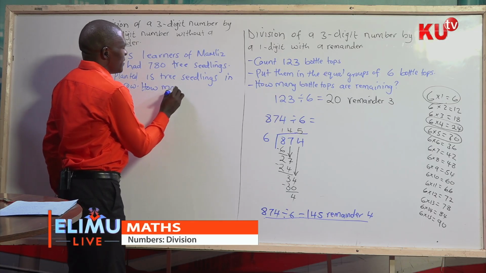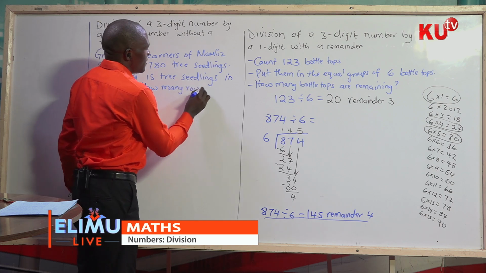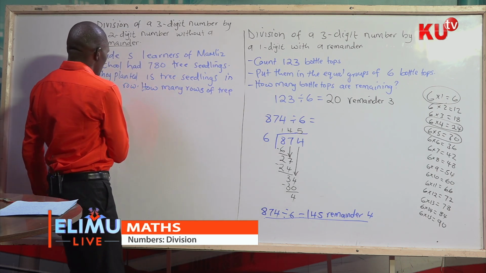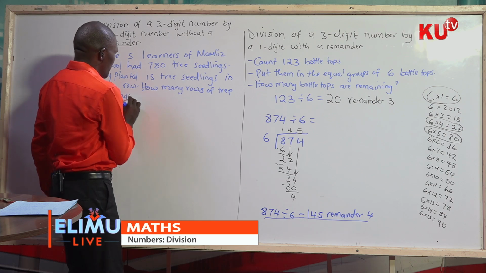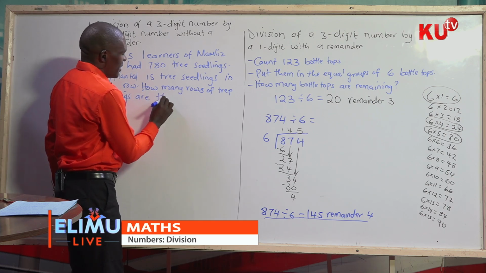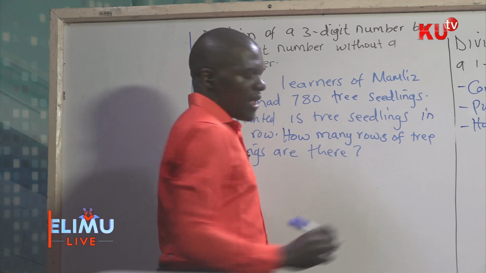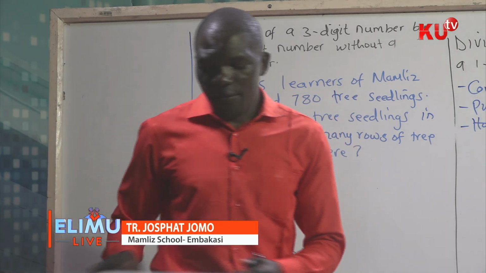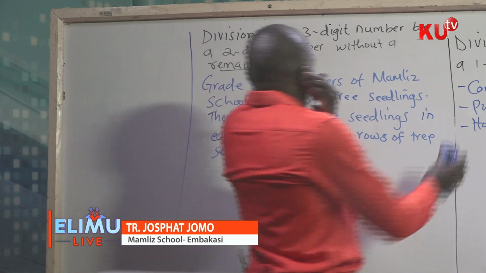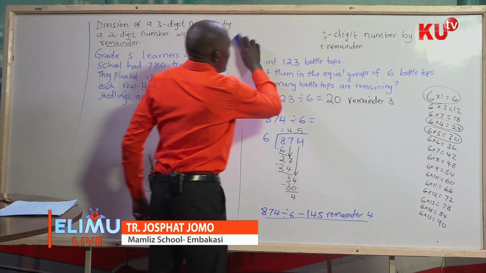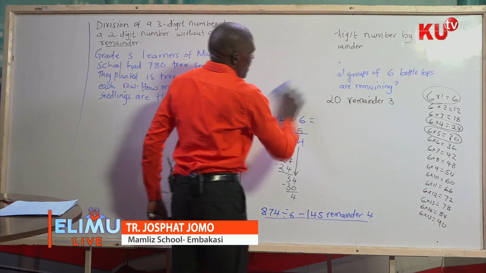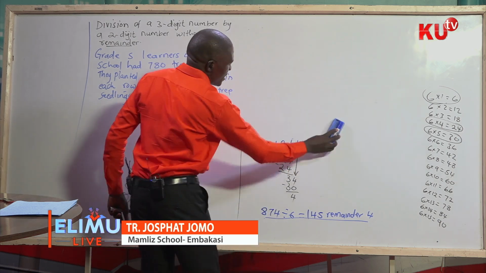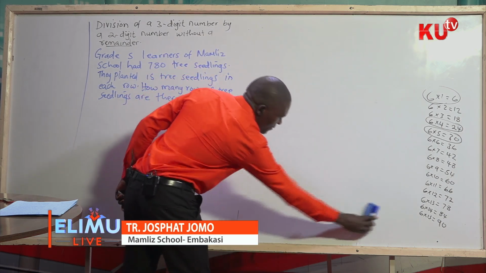So the question is, how many rows of tree seedlings are there? So we have to work out this sum together and find out how many rows of seedlings there are.